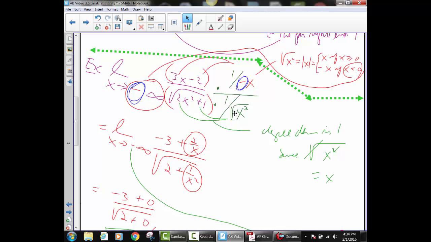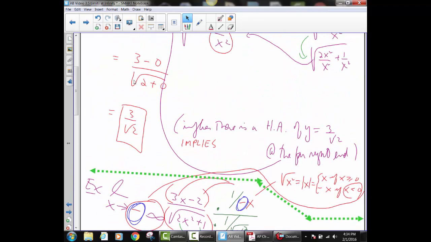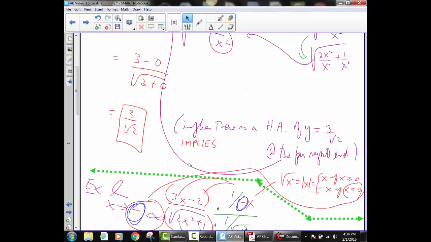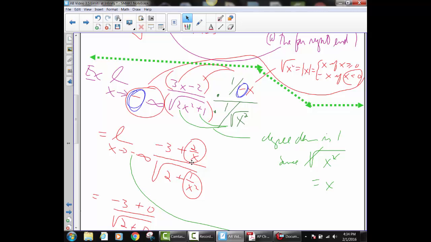But on the top, the square root of x squared is not x because x is going to negative infinity. And remember, when x is negative, the square root of x squared is negative x. So that's where that negative comes from. Now I'm going to distribute.